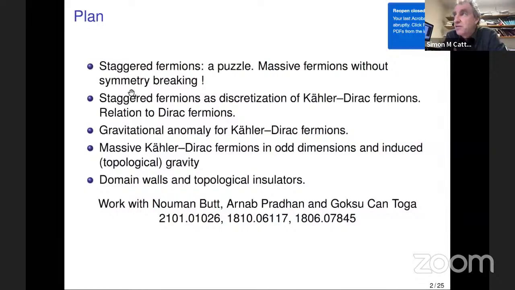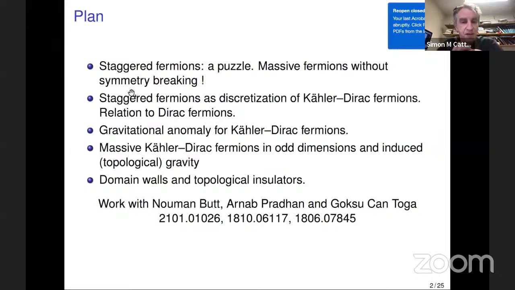And so particularly, we'll see that staggered fermions are a particular discretization of what are called Kaehler-Dirac fermions. So I'll spend some time telling you what Kaehler-Dirac fermions are, how they relate to ordinary Dirac fermions, and how therefore they connect to these staggered lattice fermions that we originally looked at some years ago. And so the key piece of physics, which really gives you a resolution of the problems, the puzzles that we were seeing with these staggered fermions, is that these Kaehler-Dirac fermions possess new types of gravitational anomaly, which were not really known before. And those things constrain what can happen in the phase diagram of the lattice model.